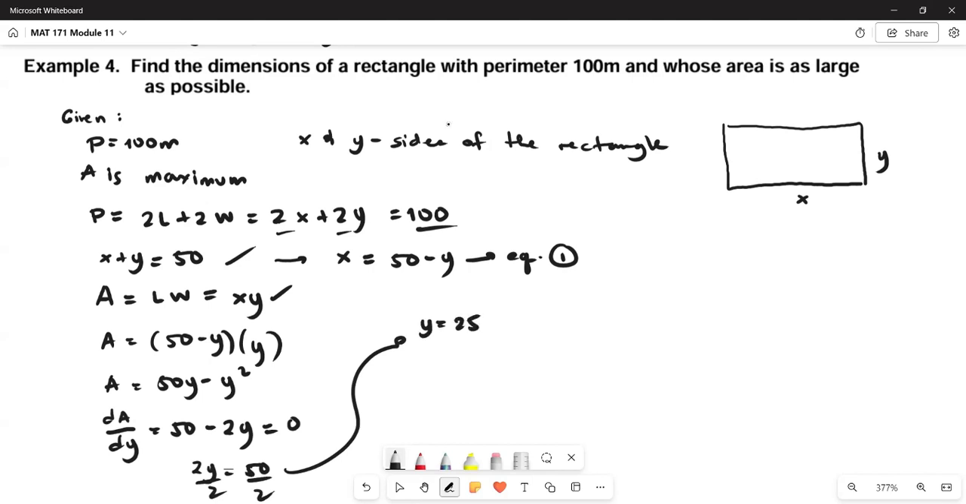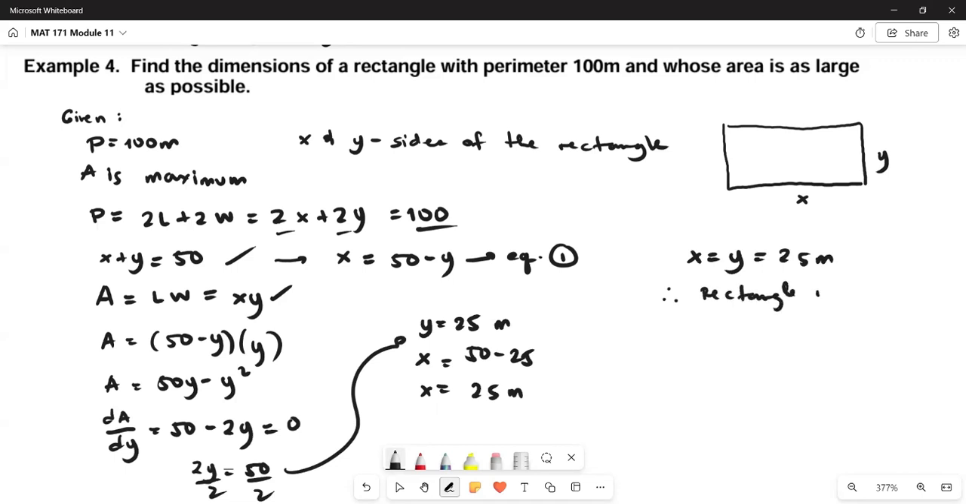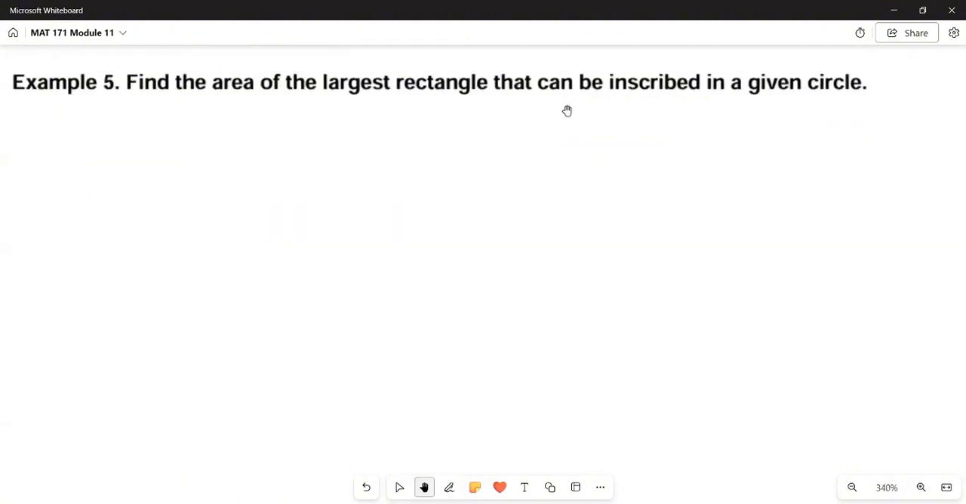We will have y is equal to 25. And then for x, gamitin na lang natin yung equation number 1. So 50 minus 25, x is equal to 25. So as you can see, yung x natin sa y is equal pala. Therefore, na-equal sa 25 meters. So lagyan natin ng m yan. So therefore, yung rectangle natin is square pala siya. Kasi equal yung sides.